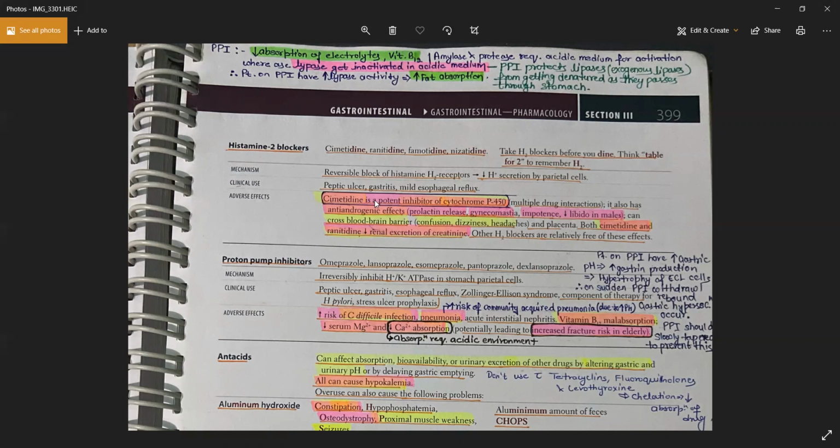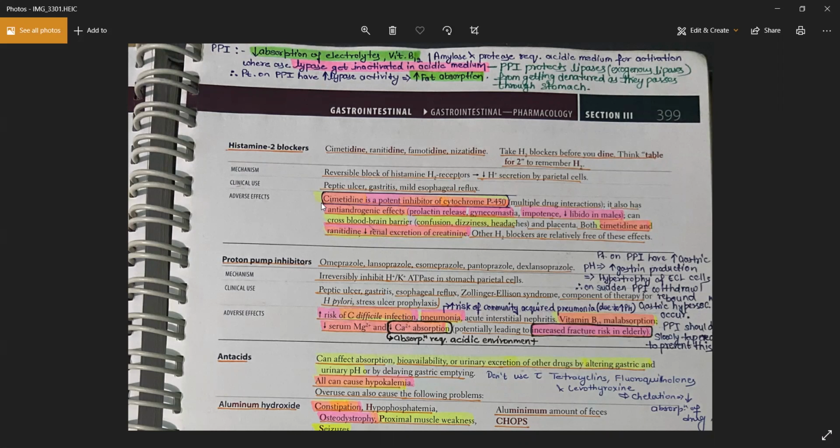Especially cimetidine, it is an inhibitor of cytochrome P450, as well as an anti-androgenic drug. Very important. So they can cause an increase in prolactin release. They can cause gynecomastia, decrease libido, and cause impotency. That's why you can also use these drugs whenever you have high androgen production. So cimetidine can be useful as anti-androgenic therapy. Very important.